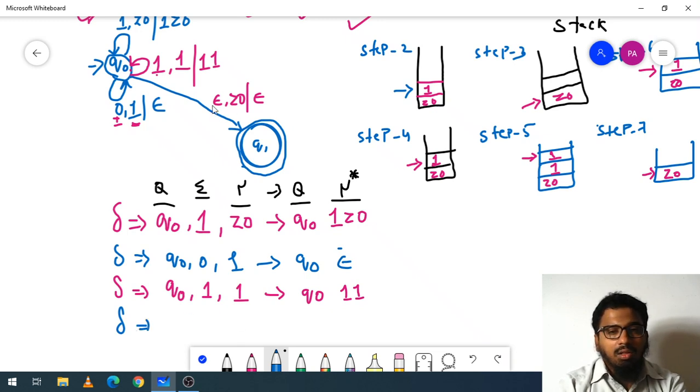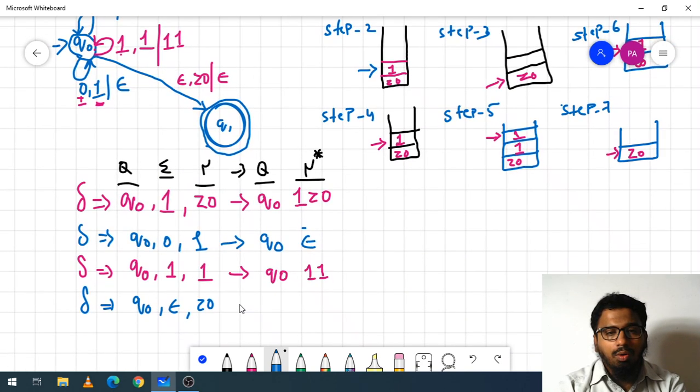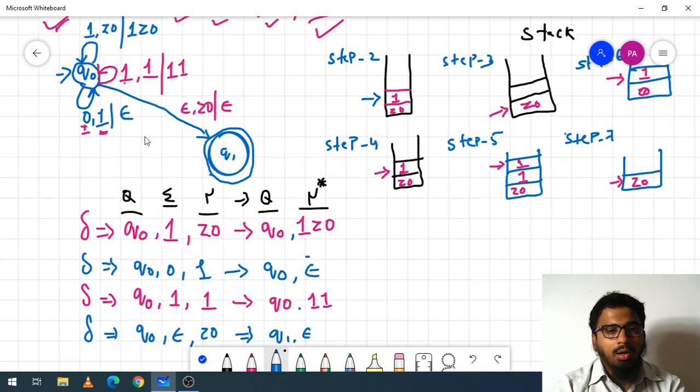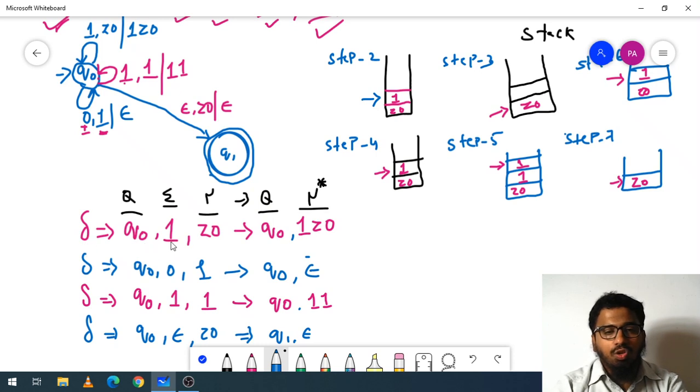Now the next one is delta of Q0, comma epsilon, comma Z0. What answer are we getting? It goes to the next state, from Q0 to Q1. So here we write Q1, and the answer is epsilon. So this is Q1 comma epsilon. Like this we finished 4: 1, 2, 3, 4. So delta of Q0 comma 1 comma Z0 is Q0 1 Z0.